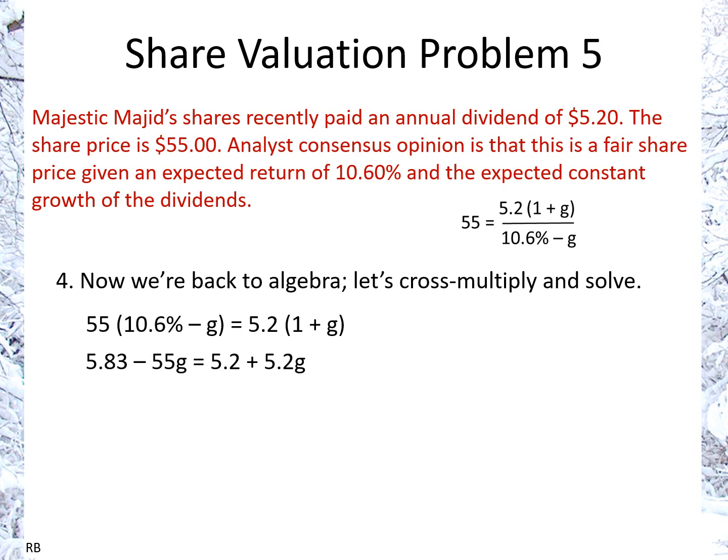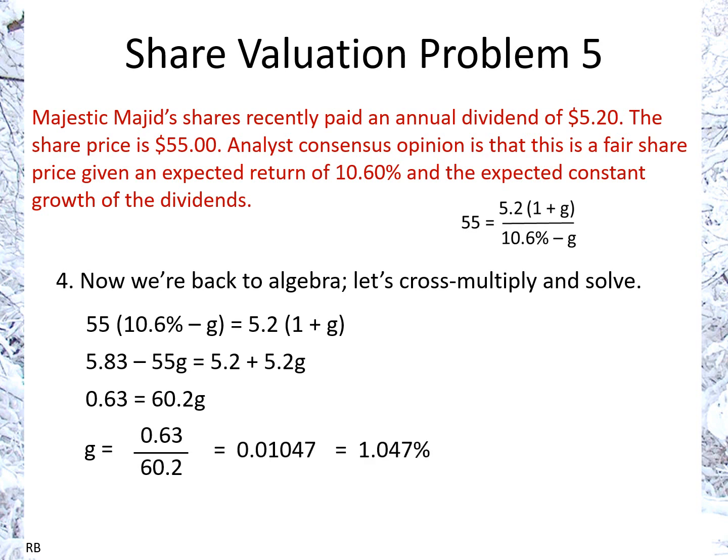What we're going to do is to keep positive numbers on both sides. We're going to have the numbers on the left and the G's on the right. So we have 5.83 minus 5.2 on the left, that's 0.63, and on the right we have 5.2G plus 55G, that gives us 60.2G. Just divide here, so G equals 0.63 over 60.2, that's 0.01047, or 1.047%. That gives us now the implied dividend growth rate as rounded up 1.05%, and there's our answer.